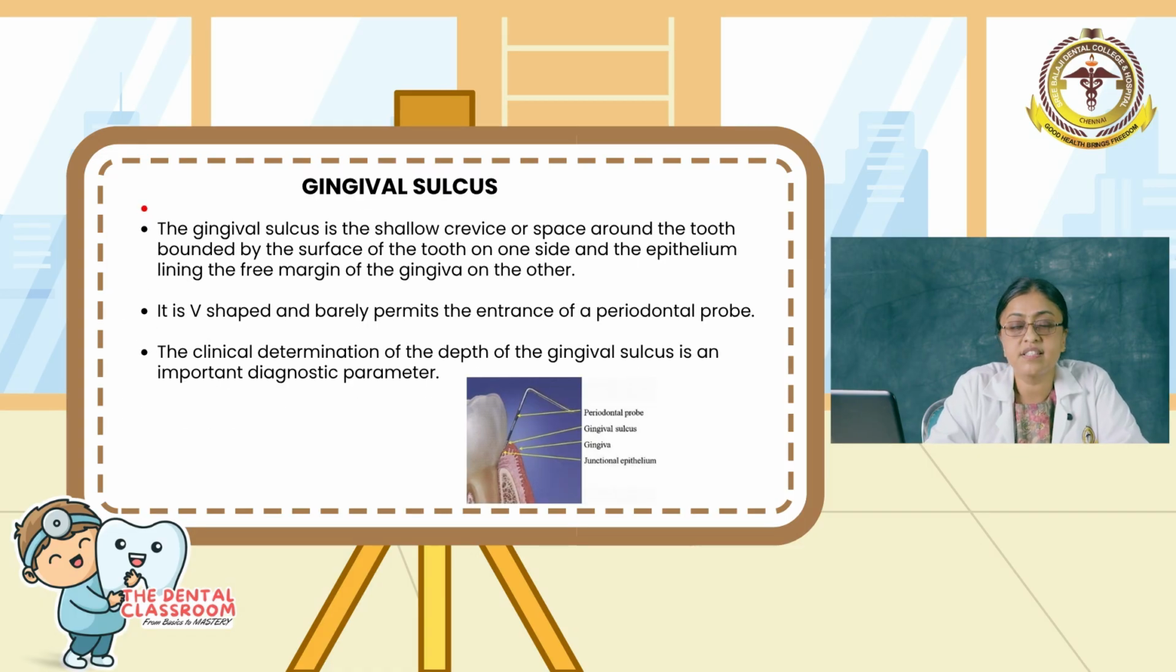The gingival sulcus is a shallow crevice or space around the tooth, bounded by the surface of the tooth on one side and the epithelium lining the free gingival margin on the other. It is V shaped and barely permits the entrance of a periodontal probe. The clinical determination of the depth of the gingival sulcus is a very important diagnostic parameter.